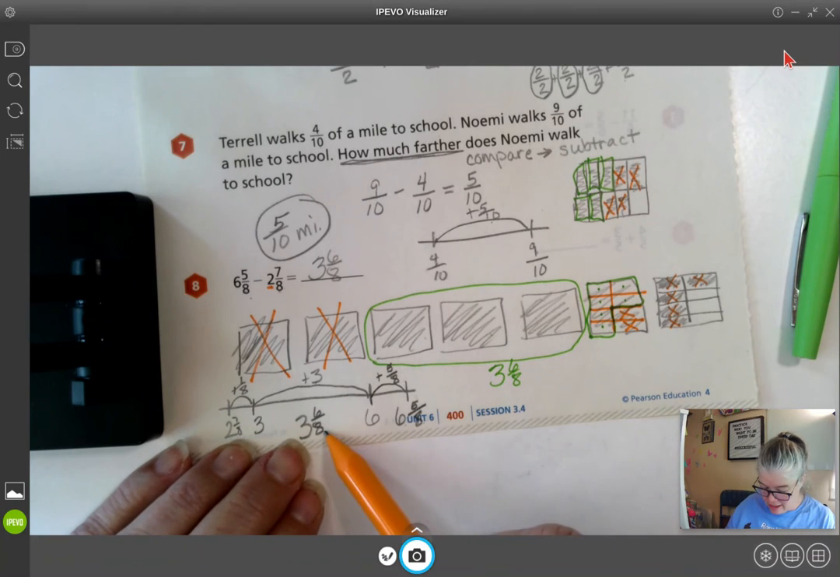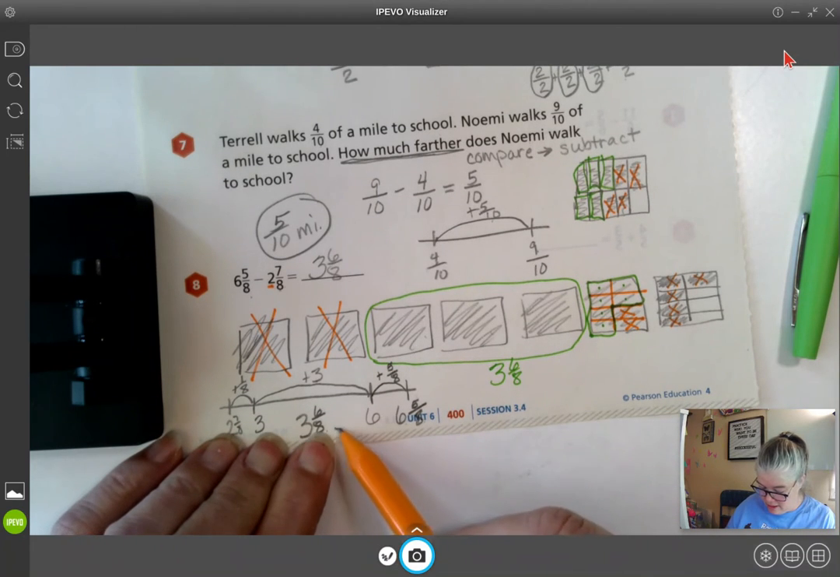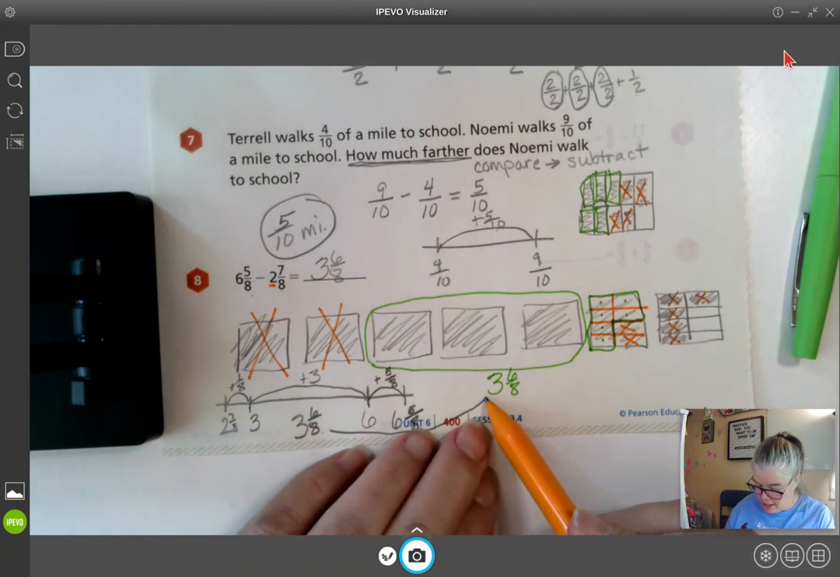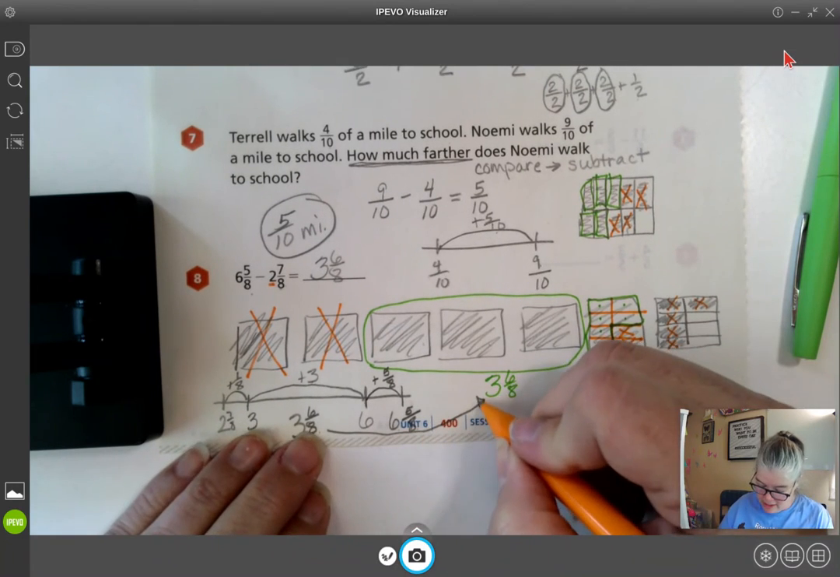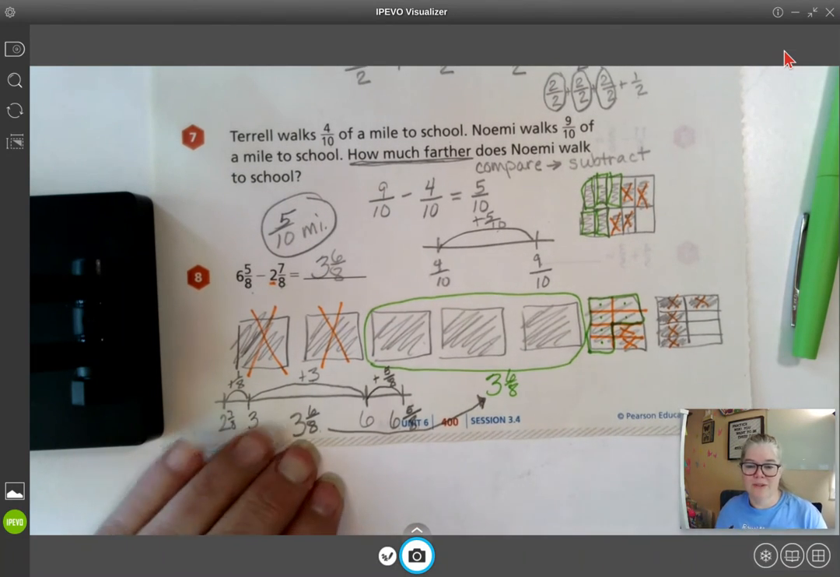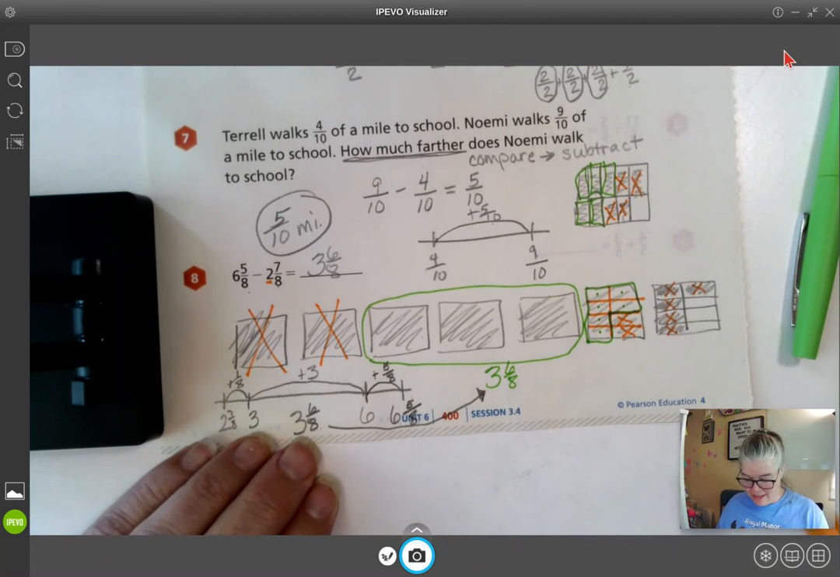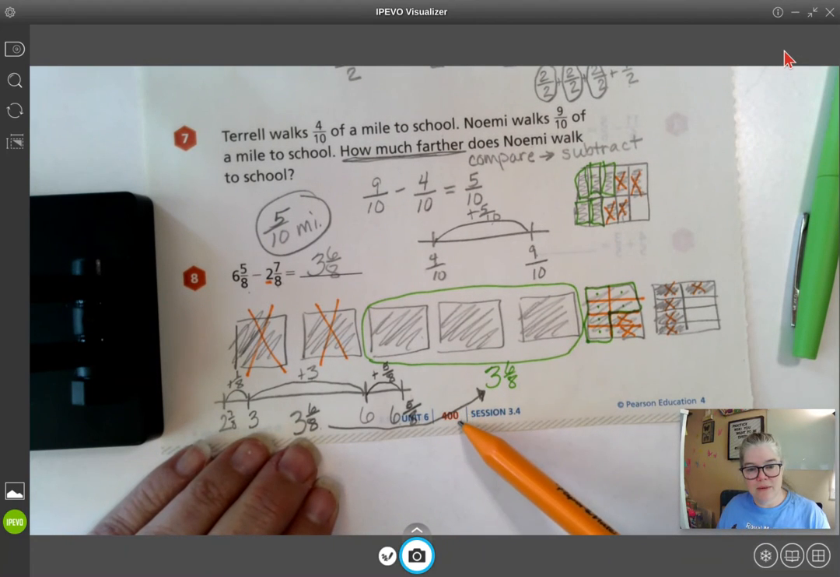Hey guys, look, I got the same answer here as I did with my draw it out strategy. So I can be pretty confident that I got the right answer because I got it right in 2 different ways. So that's how you solve the problems on SAB page 400.